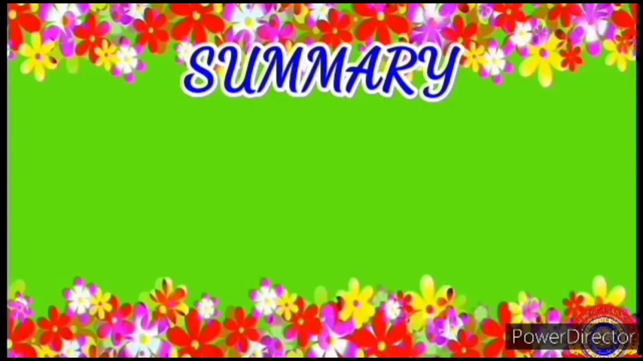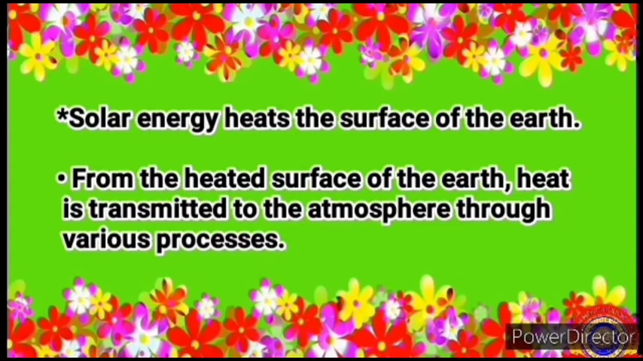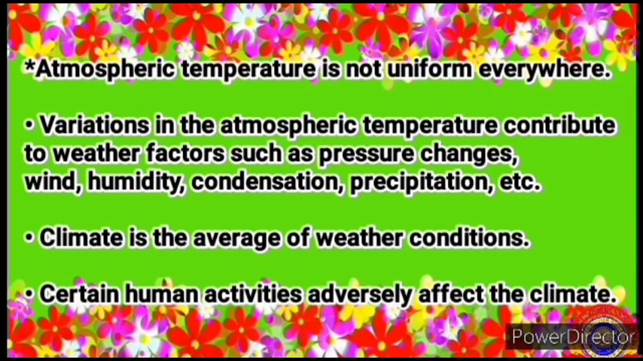Let's summarize this chapter. Solar energy heats the surface of the earth. From the heated surface of the earth, heat is transmitted to the atmosphere through various processes. Atmospheric temperature is not uniform everywhere. Variations in the atmospheric temperature contribute to weather factors such as pressure changes, wind, humidity, condensation, precipitation, etc. Climate is the average of weather conditions, and certain human activities adversely affect the climate.